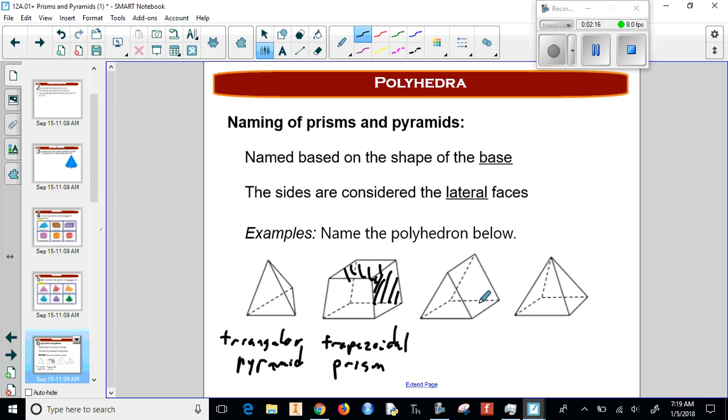All right, over here we have a triangle, but we also have rectangles. Well, this looks like we have two triangles and rectangles all around, so this is a triangular. And since it has rectangles, we call it a prism.